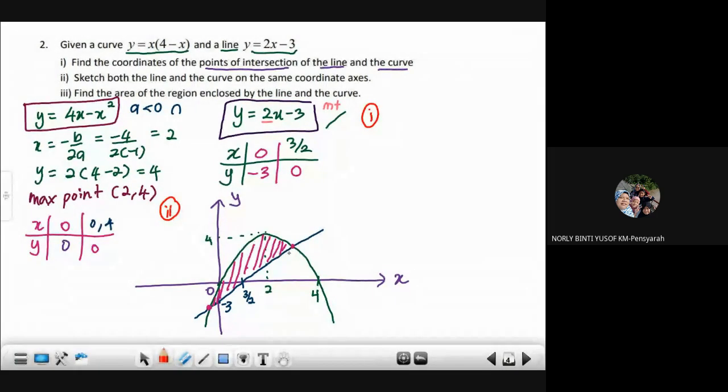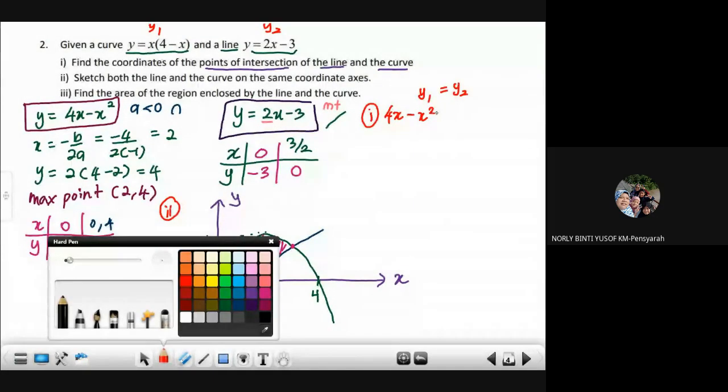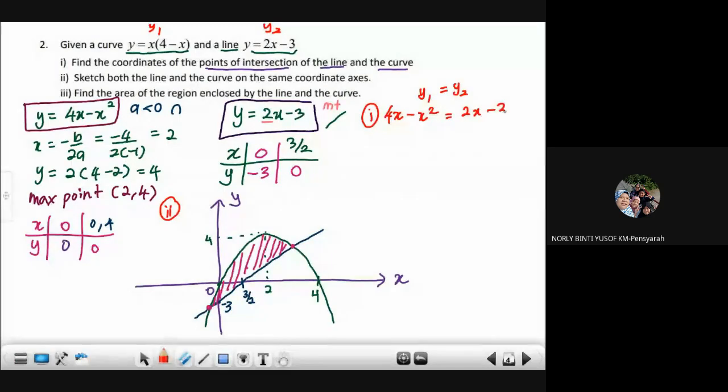So nak cari point of intersection, kita akan equate lah line dengan curve. So that means y1 ni curve, y2 is line. So equate to find the point of intersection. So 4x minus x squared, the quadratic yang dah kembang, equate with the straight line, 2x minus 3.